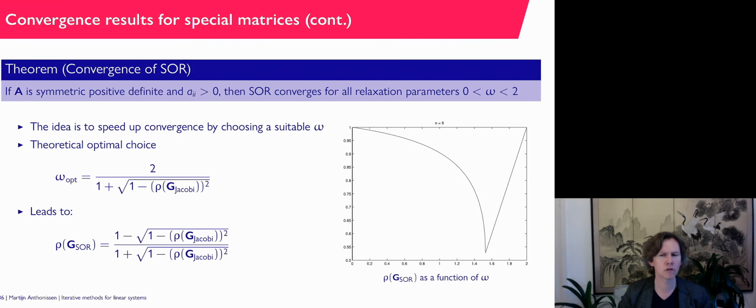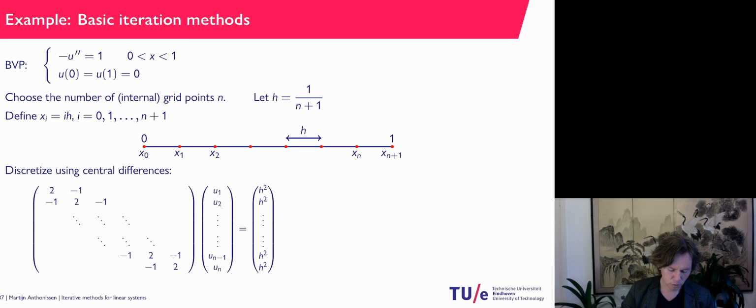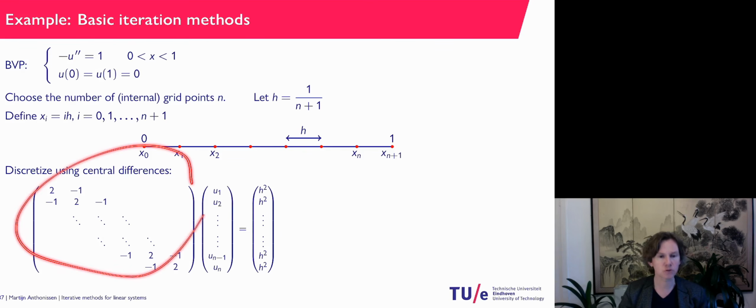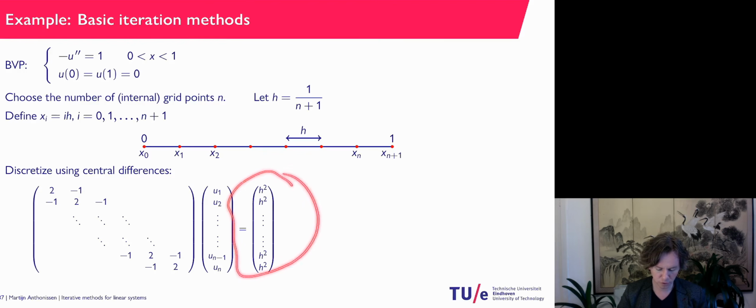I mean, SOR is a lot more complicated than the other methods we have seen, so it should pay off somewhere. So what I'm going to do is look at the boundary value problem that we have seen before. We have minus u double prime equals 1. If you discretize that with central differences, you get our famous matrix with 2's and minus 1's that we've seen a couple of times already. Because the right-hand side is 1 here, we get h squared from the central differences. If you write it out, you will see that.